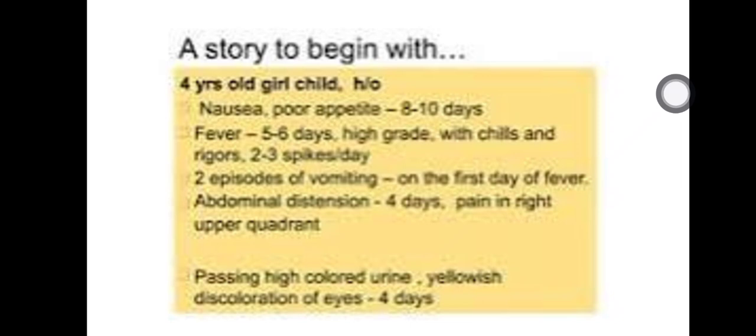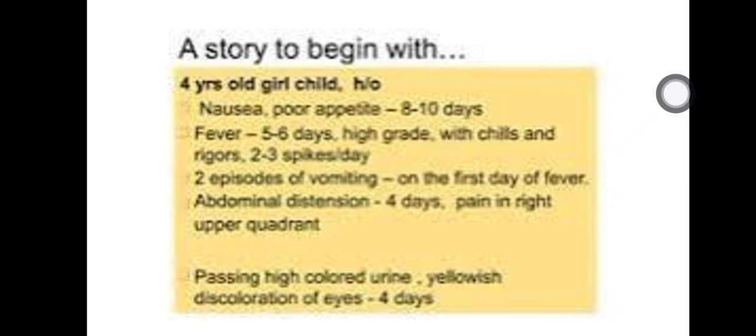2 episodes of vomiting on the first day of fever, abdominal distension 4 days, pain in the right upper quadrant, that is right hypochondriac region. Passing high colored urine, yellowish discoloration of the eyes 4 days. What's your diagnosis? Simple diagnosis.